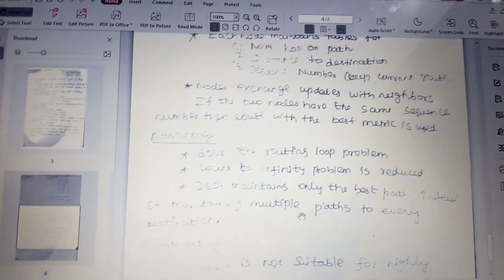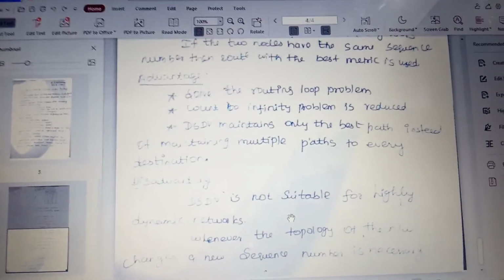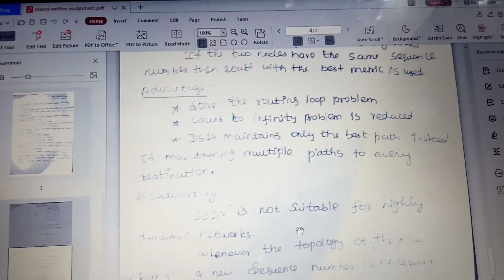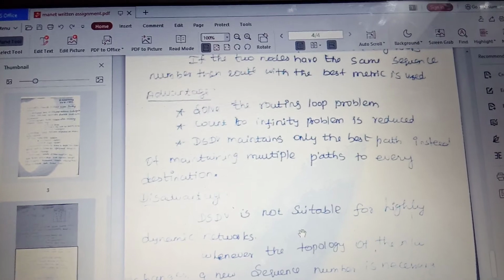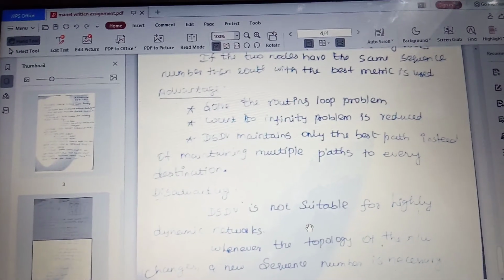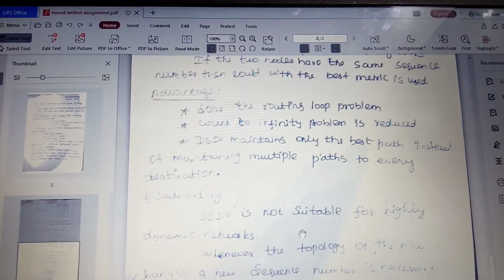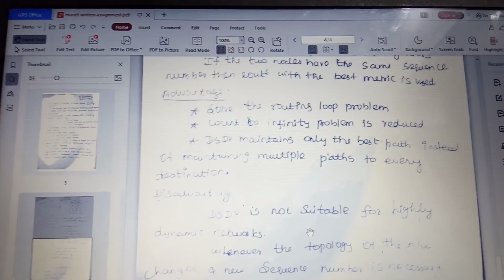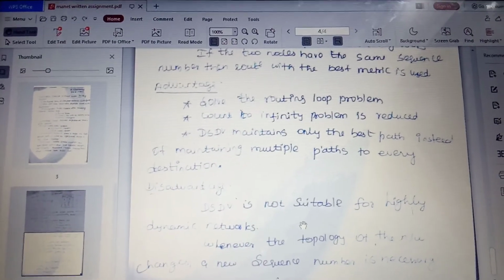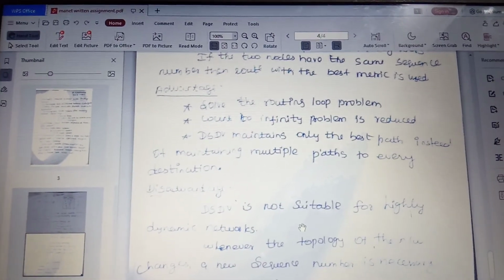Next are the disadvantages. It is not suitable for highly dynamic networks. Whenever the topology of the network changes, a new sequence number is necessary. When the topology of the network changes, we need new sequence numbers.